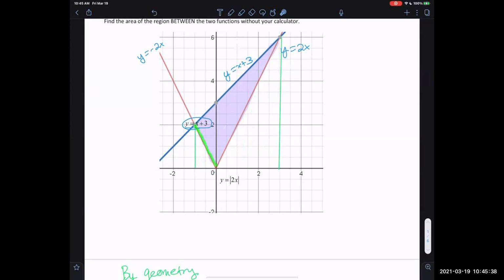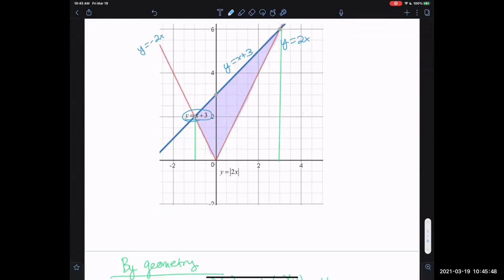Where does the negative 2x break off from the positive 2x? Well, at 0 is where it separates itself. So a way to do this using calculus: as an x value, I am starting at -1, so my lower bound is -1. And the negative 2x line stops at 0. So this particular integral that I'm going to set up right now goes from -1 to 0.